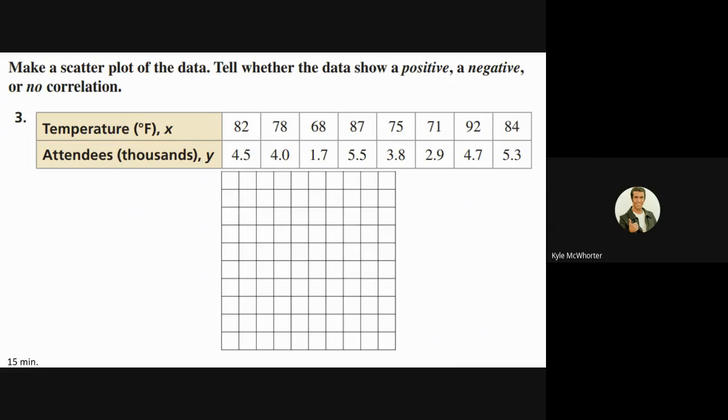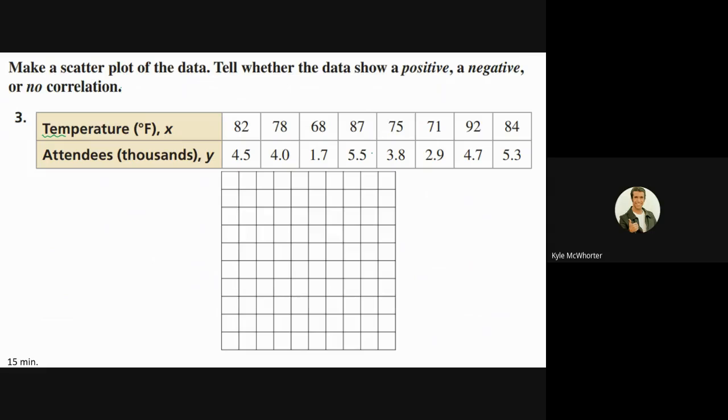Okay, so I'm going to go over an example here with you, and then you guys are going to do one of these together. So we're going to make a scatter plot of this data, and then we're going to tell whether it shows a positive, a negative, or no correlation. So here they give us some data. They tell us that our x value is temperature. Okay, so that's going to be on the x-axis.